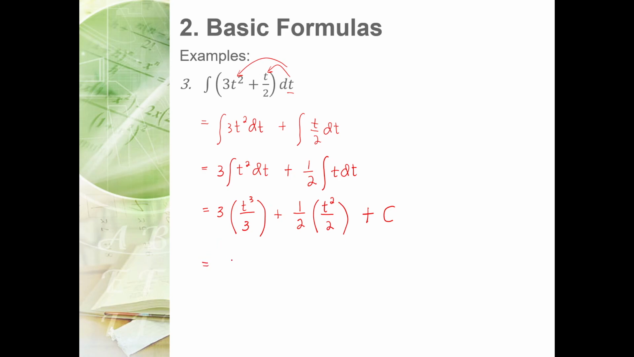Okay, so simplifying your answer, you have t cubed, so cancel out 3, right? So plus, multiplying fractions, numerator against numerator, denominator against denominator, so t squared all over 4 plus c. So this one is your final answer. Again, if you want to verify your answer later on, you can try deriving the answers. Okay, so let's proceed with the next example.